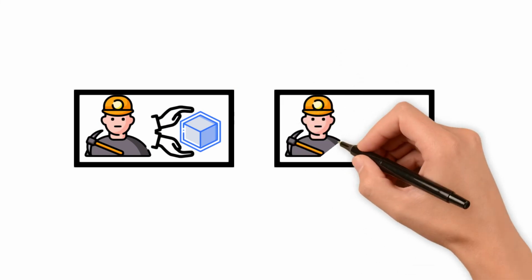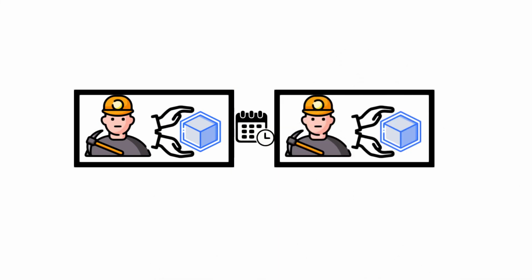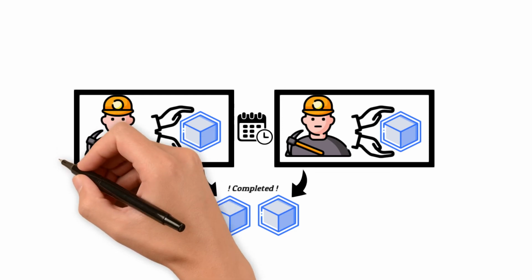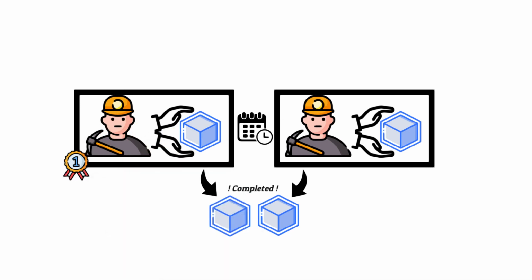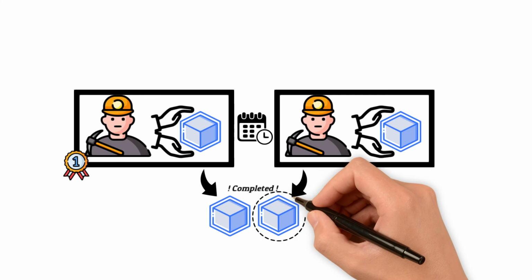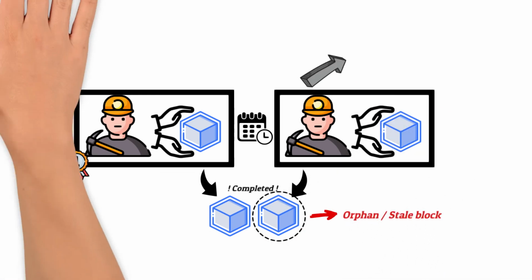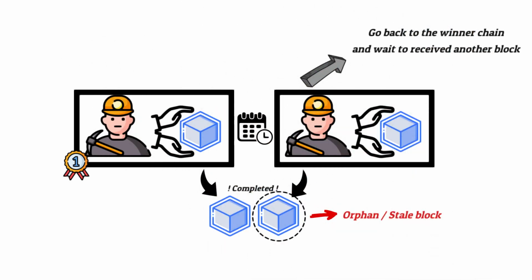However, sometimes it happens that two miners broadcast a valid block at the same time, and the network ends up with two completely different blocks. Miners start to mine the next block based on the block they received first. The competition between these blocks will continue until the next block is mined based on either one of the competing blocks. The block that gets abandoned is called an orphan block or a stale block. The miner of this block will switch back to mining the chain of the winner block.